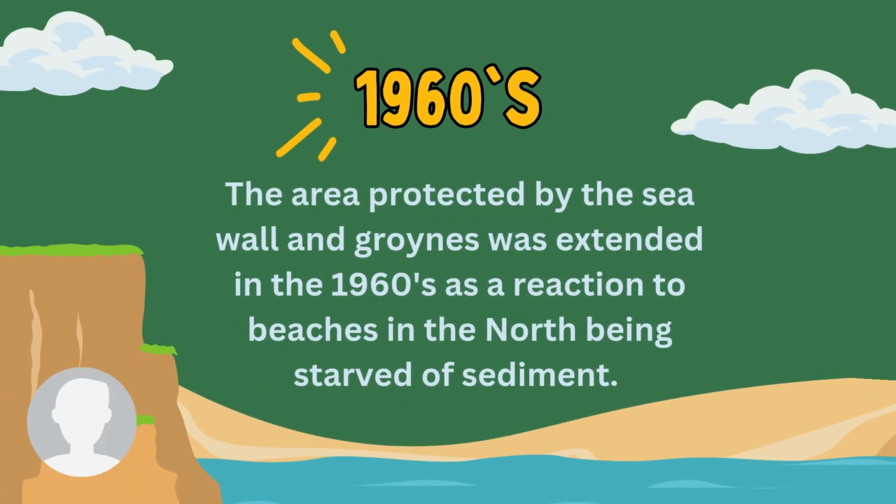After it was noted that the areas and beaches to the north of the scheme were being starved of sediment, a decision was made in the 1960s to extend the seawall and the groins and extend the area that was protected by the shoreline management plan.